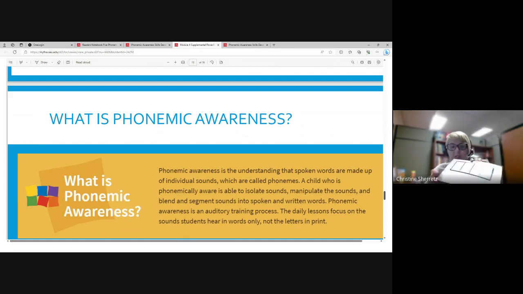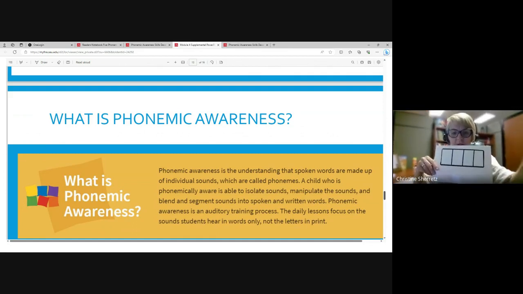It's using an Elkonin box. Here's an Elkonin box, real simple to make. I got some cardstock from the Dollar Tree, and I made these boxes. Normally you can use different things. You could use Play-Doh, you could use checkers, whatever. I literally had Hershey Kisses laying around on my desk. I wouldn't normally use Kisses, but I just happened to have them.